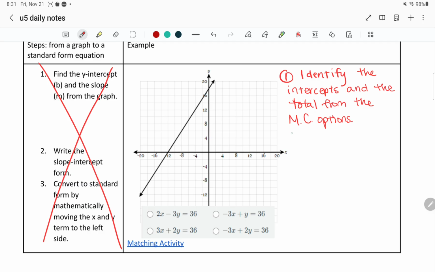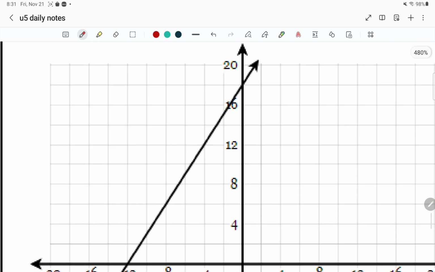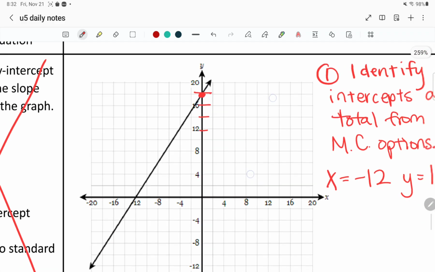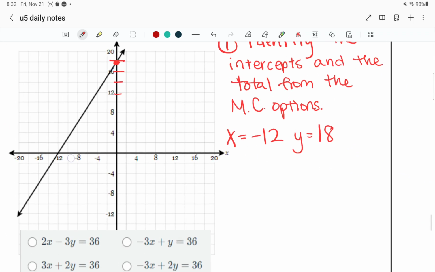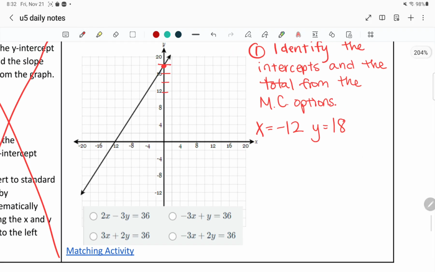So let's do step 1 really quick. We're going to identify the intercepts. The x-intercept is -12. The y-intercept is 18. That one's kind of tricky. Like when you're on Delta Math, you can zoom in, right? That's 12, 14, 16, 18. And then the total, would you take your highlighter for me so we can connect the dots? We know what we're talking about.